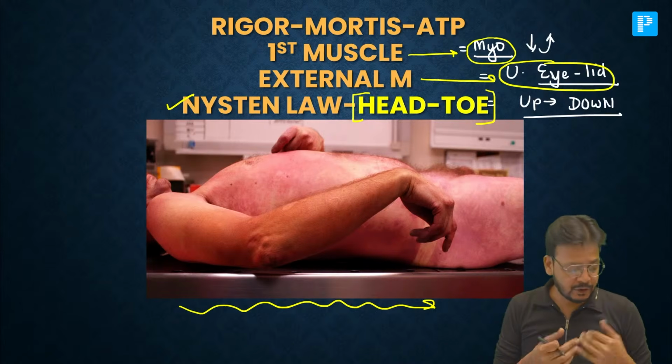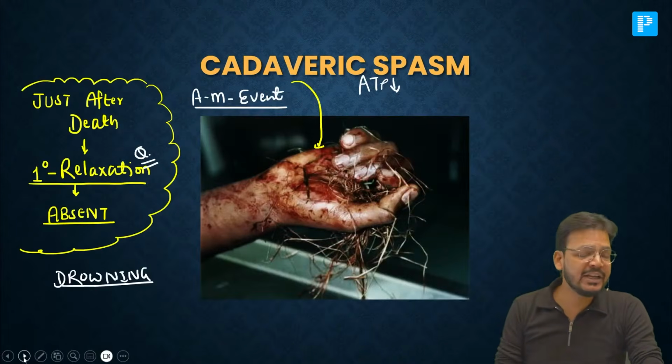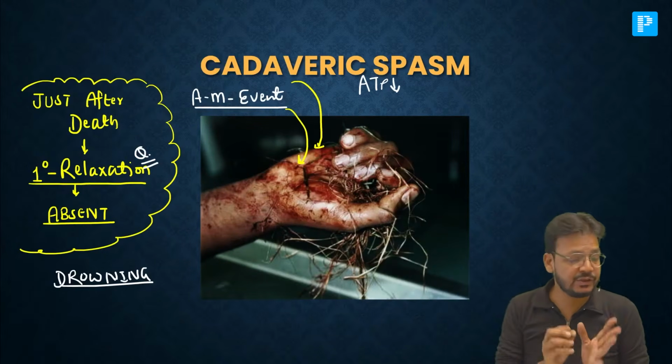Head to toe it goes because of ATP depletion. It is a Nysten law. This is cadaveric spasm, not rigor mortis, my dear friend. It is an antemortem event. It is seen just after death.